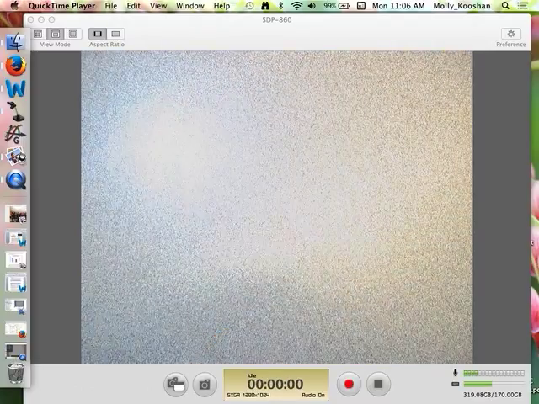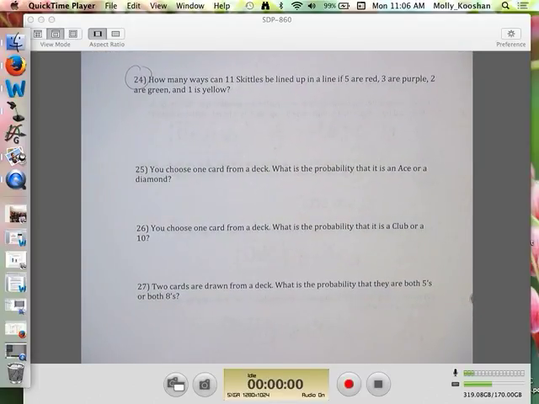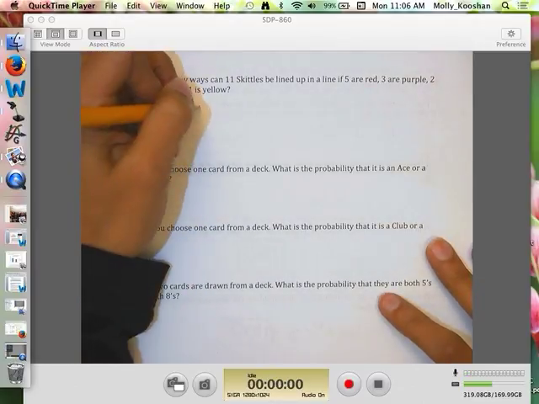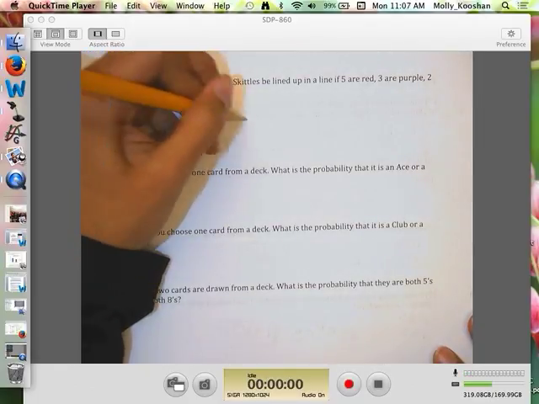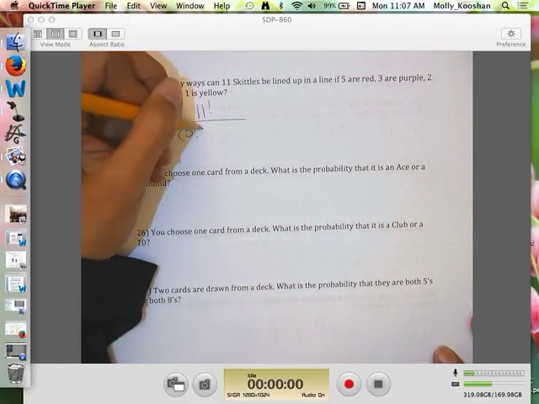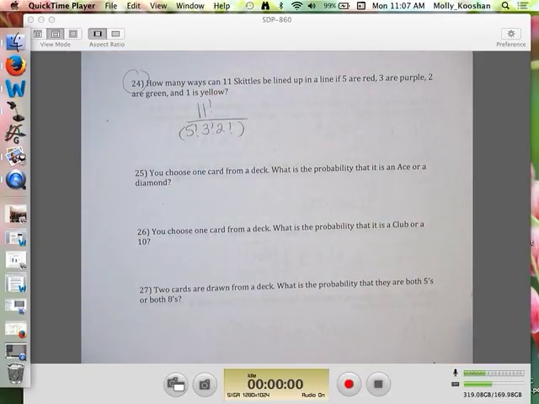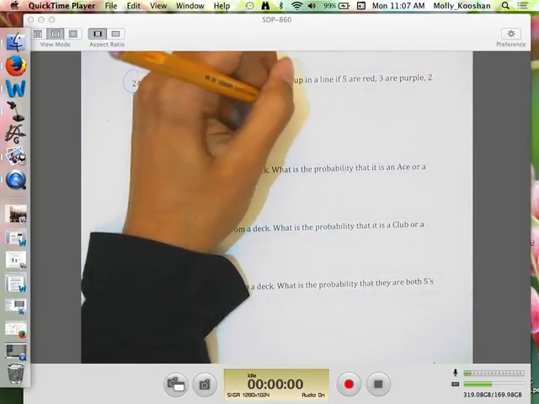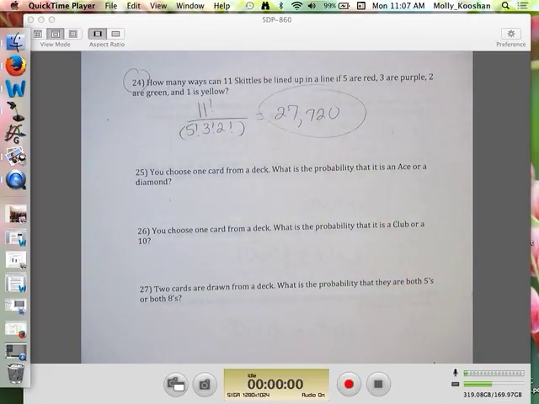Number 24, this is the distinguishable permutation. We're ordering things, and the elements are showing up more than one time. There's multiple reds, multiple purples, and so on. Okay? So you end up doing 11 factorial over 5 factorial, 3 factorial, 2 factorial, 1 factorial, which you don't have to write. And that comes out to 27,720.